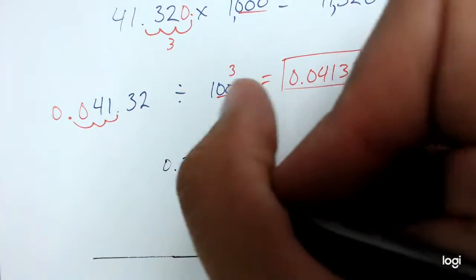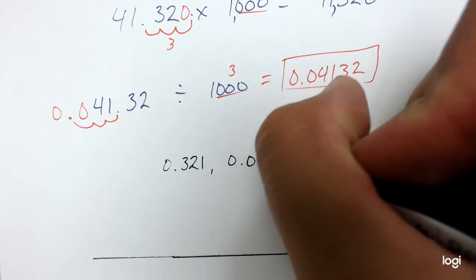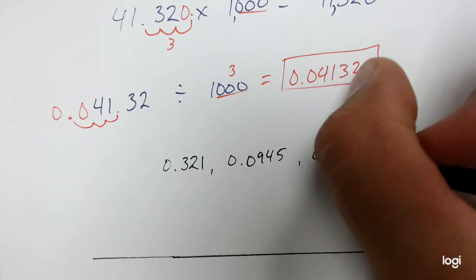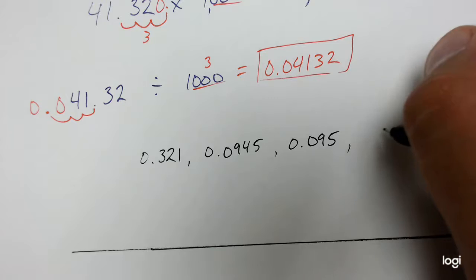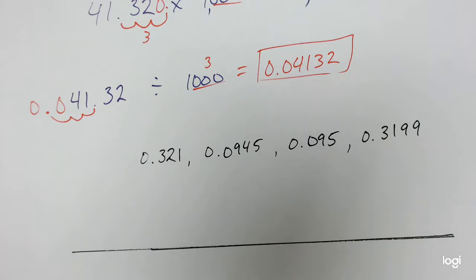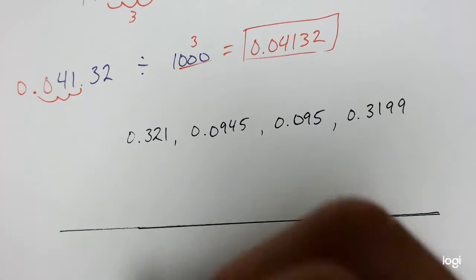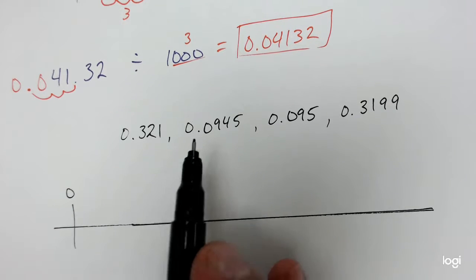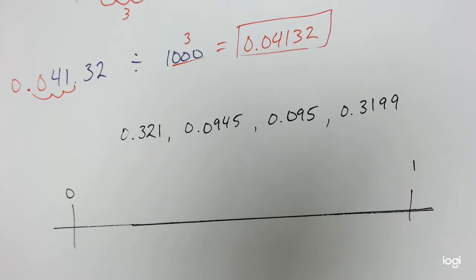or 321 thousandths. Then we have 0.0945 or 945 ten thousandths. Then we have 95 thousandths. And lastly, we have 3,199 ten thousandths. All right, so how in the world do I figure out which one of these numbers is bigger than the other? So what I'm going to do is I'm going to put a 0 on my number line, and then I am going to put a marker. The other marker I'm going to put is the number 1, because all of these numbers are smaller than the number 1. So I've got 0 and I've got the number 1.